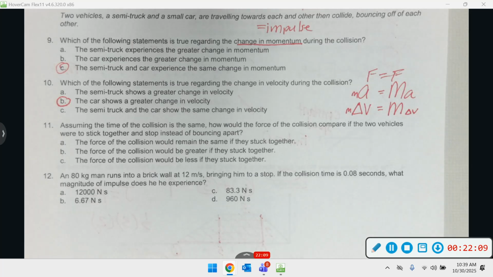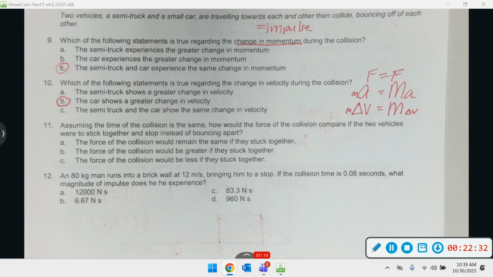And even though you guys struggled with number 9, you got number 10 right. 82% of you anyway got number 10 right. Number 11 is also related to the same scenario. Number 11 says, assuming the time of the collision is the same, how would the force of the collision compare if the 2 vehicles were to stick together and stop instead of bouncing apart?